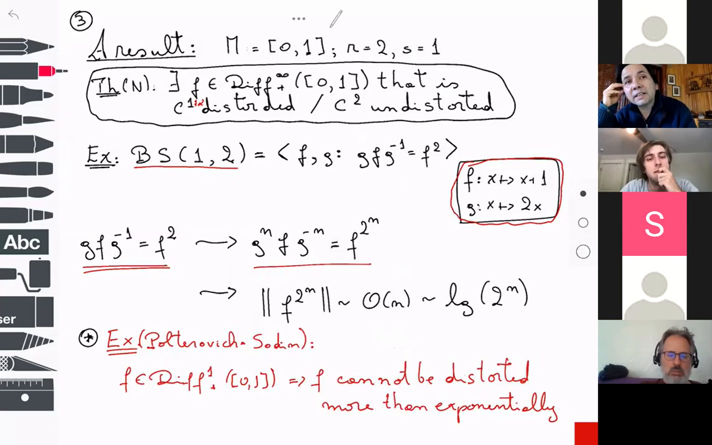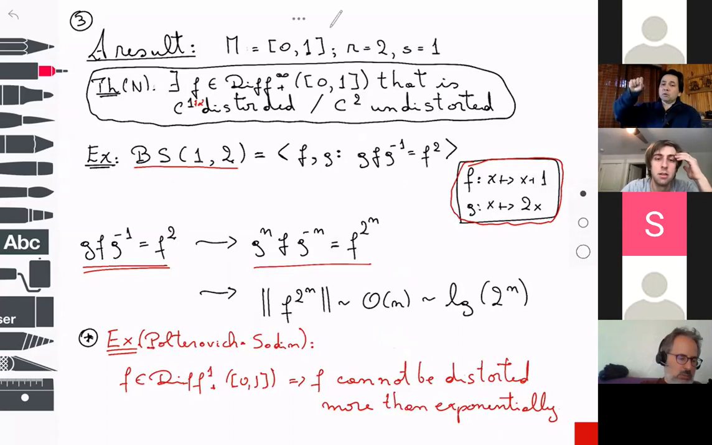Yes, because you take the angle coordinates, you are acting on the circle, and the angle coordinates go from 0 to 2 pi, and then you open this, you get an interval from 0 to 2 pi, and you get a map. Yeah, but the point is that this f is supposed to be undistorted in C2? This f? No, this f is distorted in C1, in C2. Okay, I see. But this is not the example from the theorem.